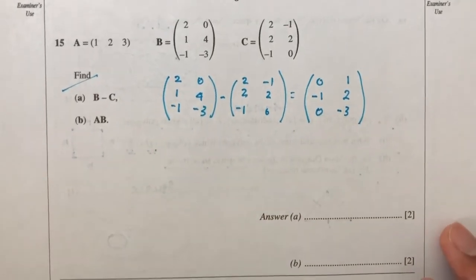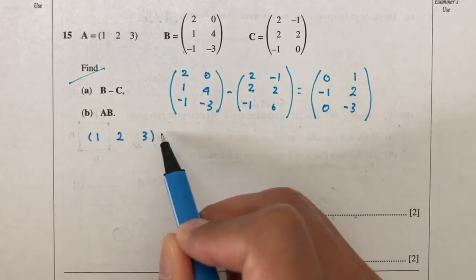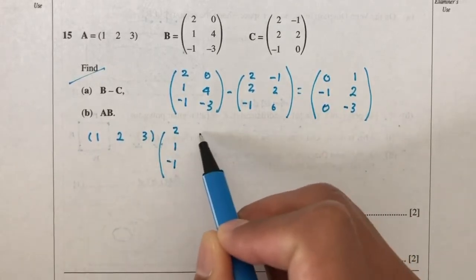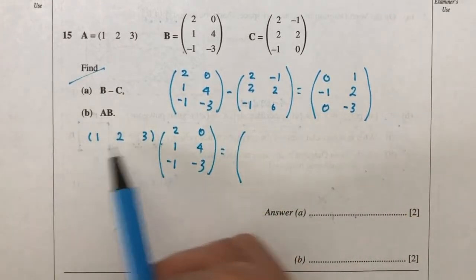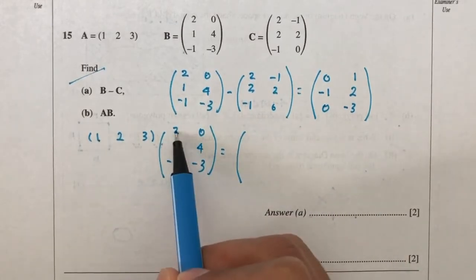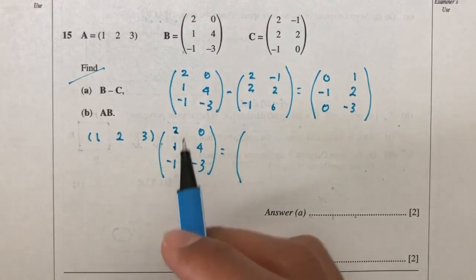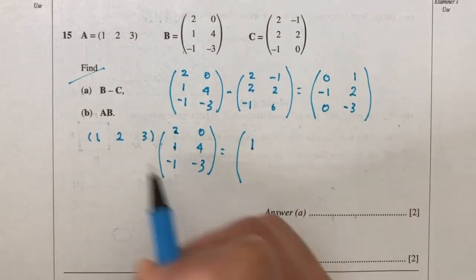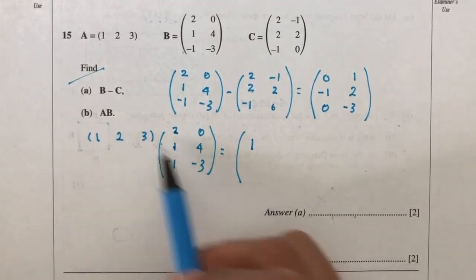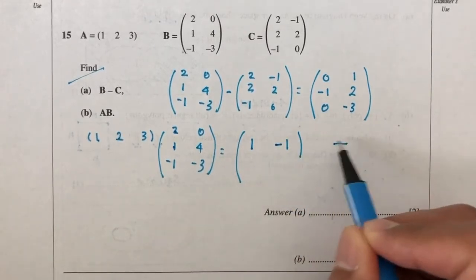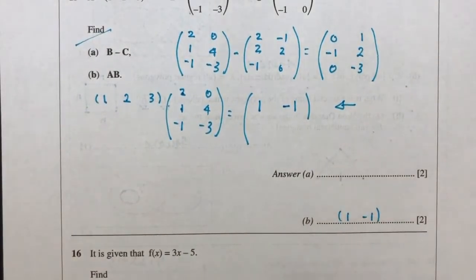Now for part B, we have to do A times B. A is 1, 2, 3. B is 2, 1, minus 1, 0, 4, minus 3. For matrices it is always row by column. So row is 1 times 2 is 2, plus 2 times 1 is 2, so 4, plus 3 times minus 1, that will give you 1. 4 minus 3 is 1. Now same thing, row by column. So 0, 8, minus 9, that will be minus 1. So your answer will be 1, minus 1. That will be your answer for part B.